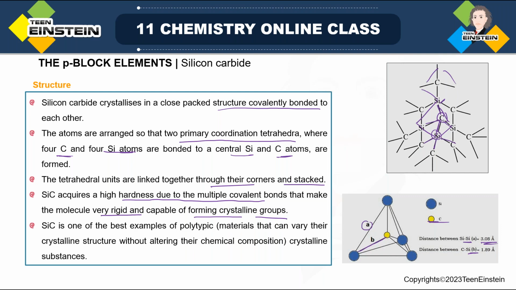And see, this compound has a special character. It is the best example of a polytypic type of material. What is a polytypic material? These are those materials that can vary their crystalline structure without altering chemical composition. Okay, so it is the best example of polytypic crystalline substances.